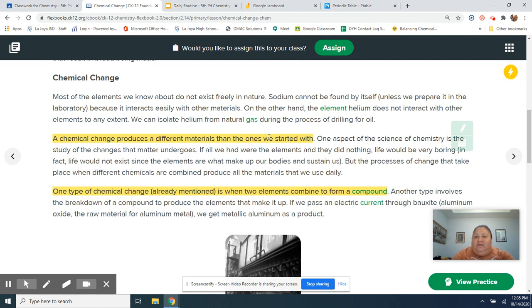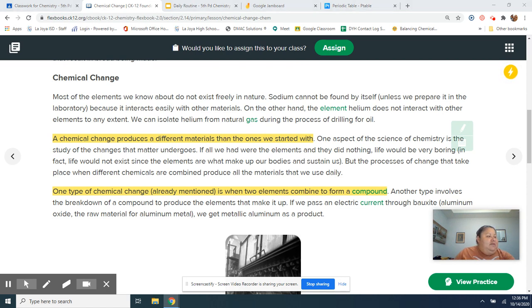One aspect of the science of chemistry is the study of the changes that matter undergoes. If all we had were elements and they did nothing, life would be very boring. In fact, life would not exist since the elements are what make up our bodies and sustain us. Now, what kind of elements are in our bodies right now?